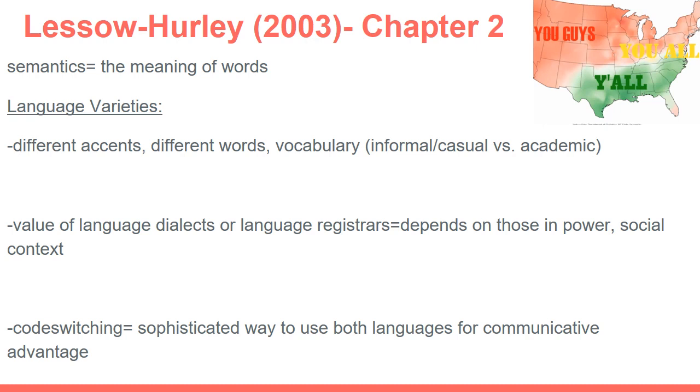Also, when people code switch between two languages and they do that for communicative advantage, that does not mean that they are not proficient in either language. In fact, they're actually very proficient. They're just trying to find the best way to communicate with the listener. And so actually those who do code switch are often very highly developed in both languages.